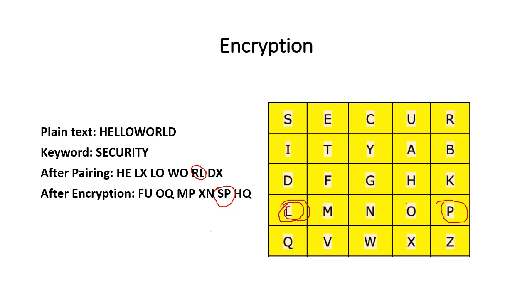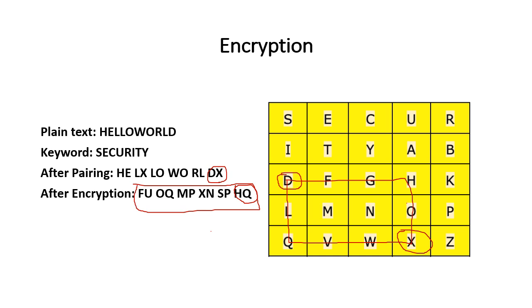D and X, right? So where is D here? That is here, right? In this pair also, both the letters appear in different rows and columns. Again, we have to follow case number 3, that is different rows and columns. So here D is replaced with H and X is replaced with Q. So instead of DX, we have to write H and Q. After encryption, this is what we have received as the ciphertext.